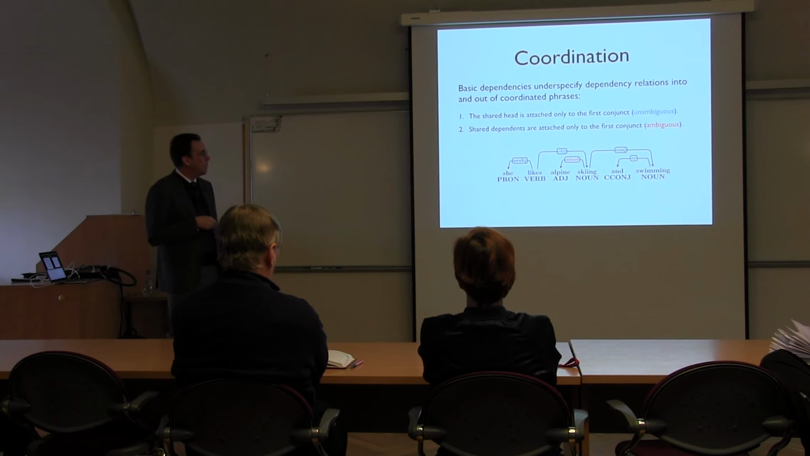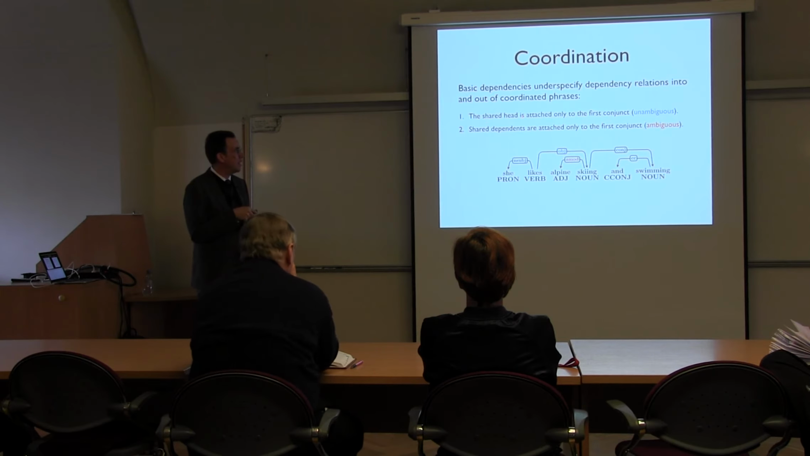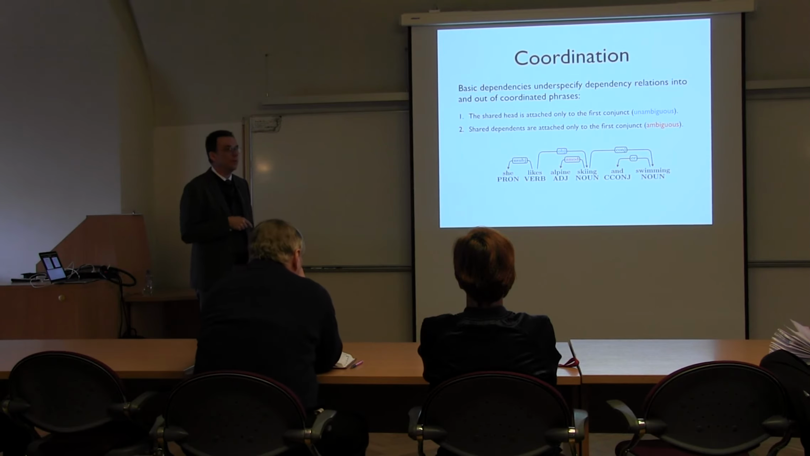All right. Second enhancement is about coordination. And as I said before, the dependency structure that we have for coordination in the basic dependencies is such that we leave unspecified many things. So the shared head is attached only to the first conjunct. So if we have, she likes alpine skiing and swimming, the head of skiing is likes, and that gets an object dependency, but the fact that she also likes swimming is not explicitly represented.